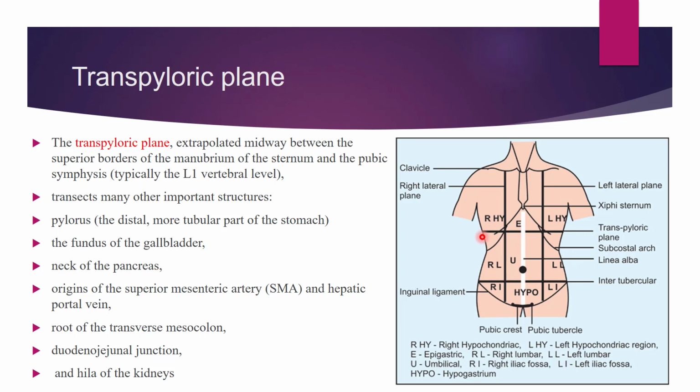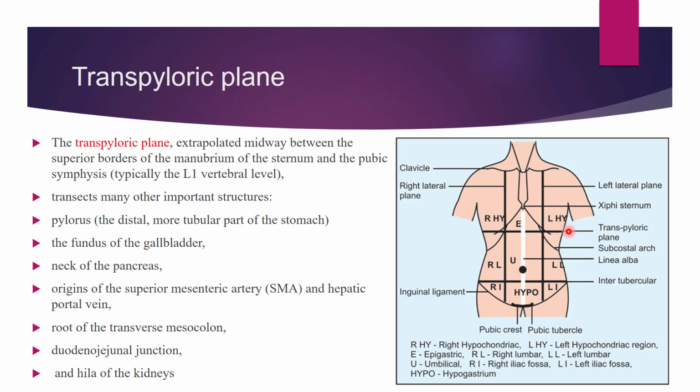So I will revise the transpyloric plane. What is transpyloric? It is a plane or a line which is transecting the pylorus of the stomach, so it is named the transpyloric plane. This plane is midway between the superior part of the manubrium sterni and the pubic symphysis. At this plane, there are many important structures present.